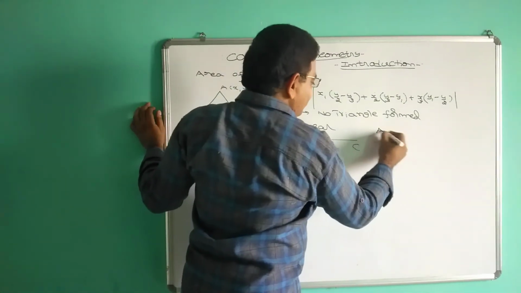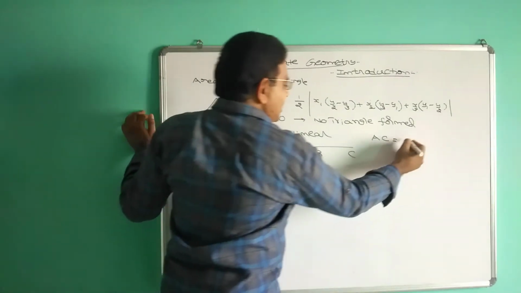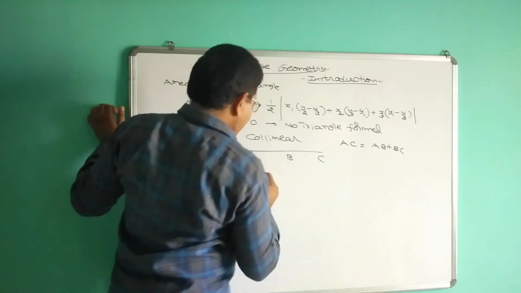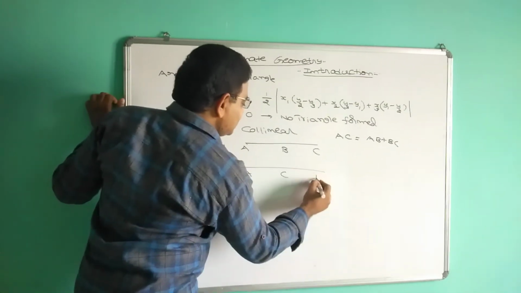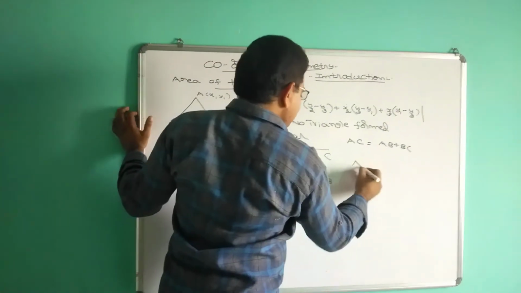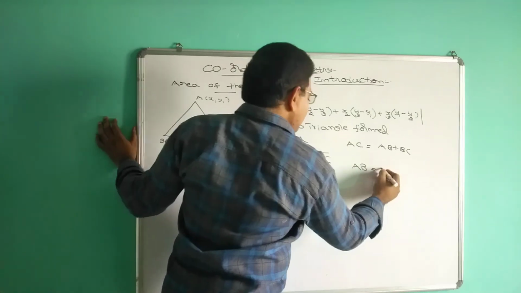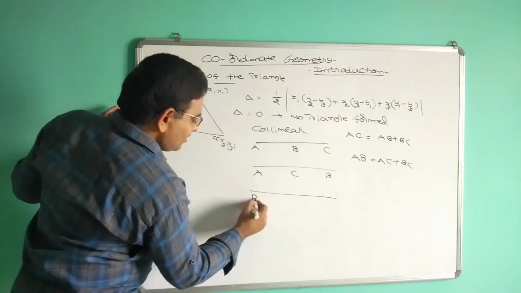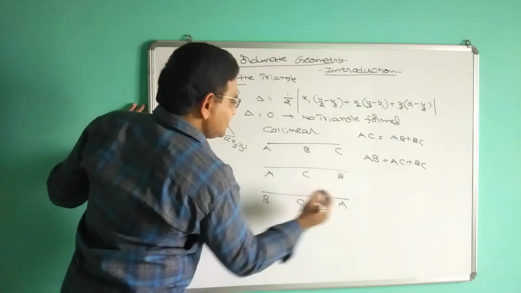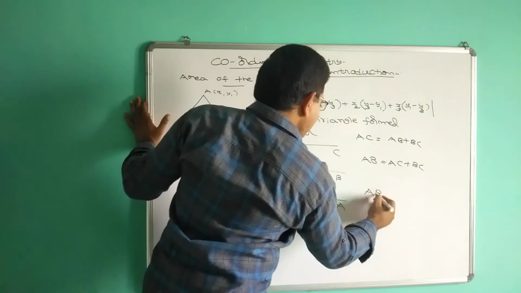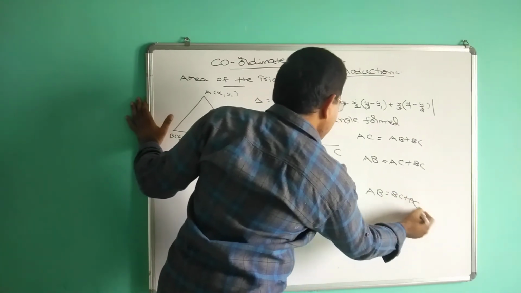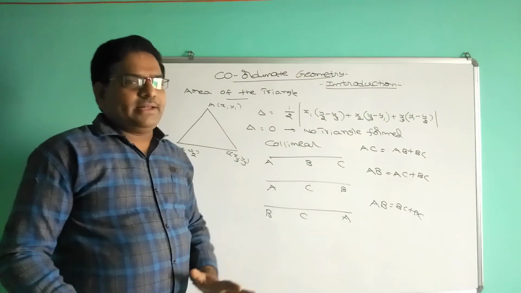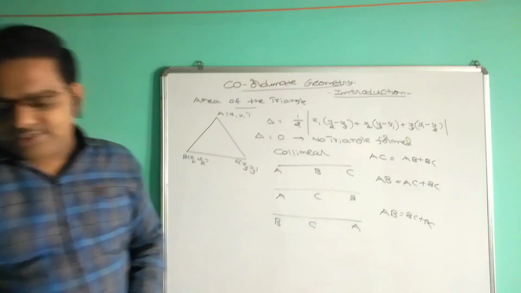In this case AC equal to AB plus BC, otherwise ACB: for suppose in this case AB equal to AC plus BC. For suppose BCA: in this case AB equal to BC plus AC. If any such condition is satisfied, then the points are called collinear points.